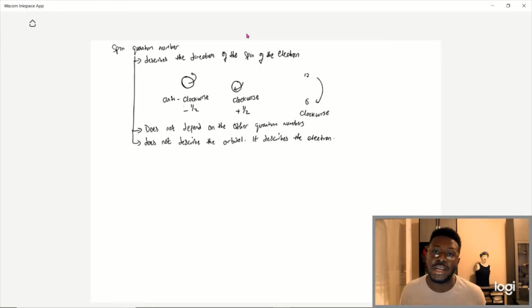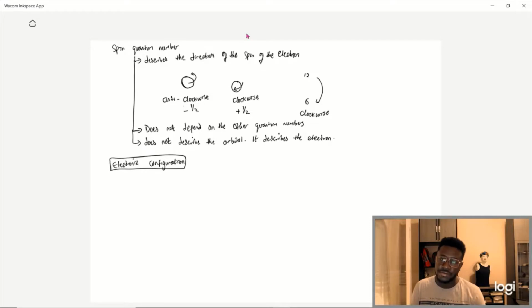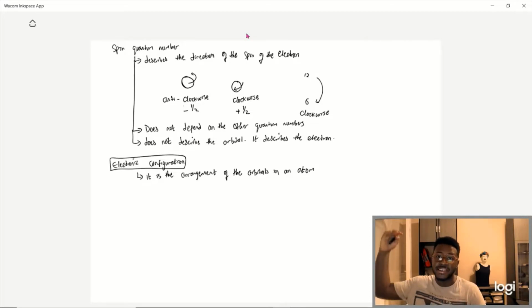Now we are going to talk about the electron configuration. Okay, what is electronic configuration? Electronic configuration is the arrangement of the orbitals in an atom. It is the arrangement in order of increasing energies.